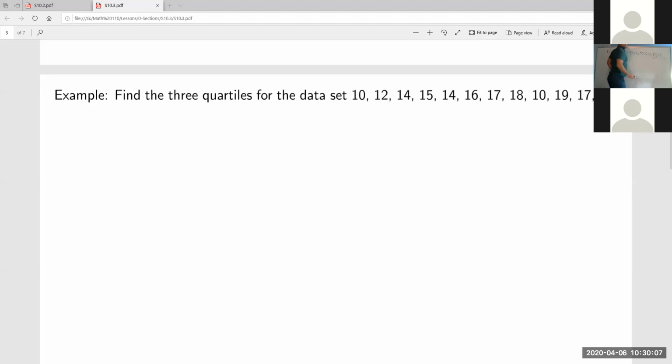All right, very good. So let's first find the median, Q2.